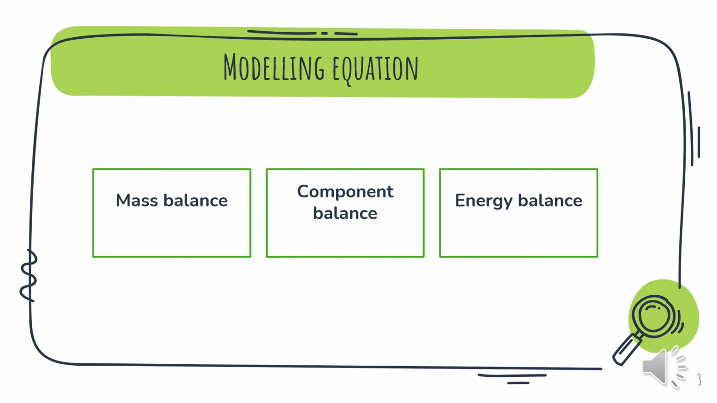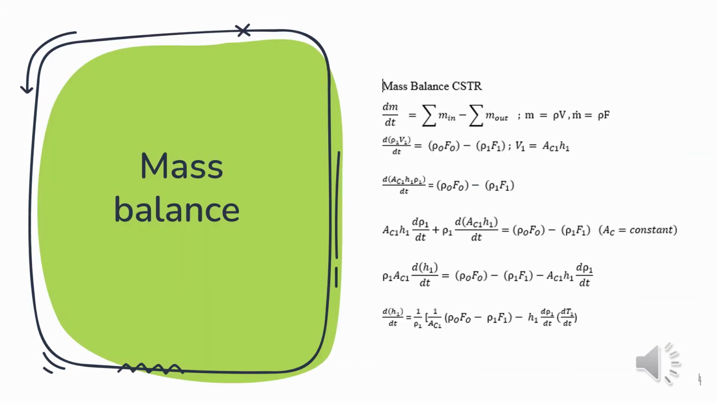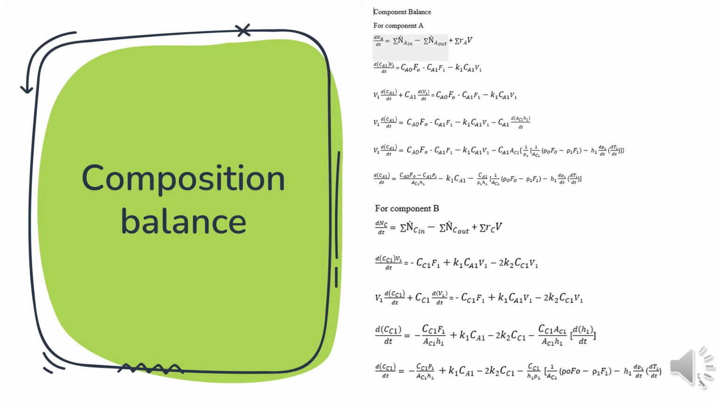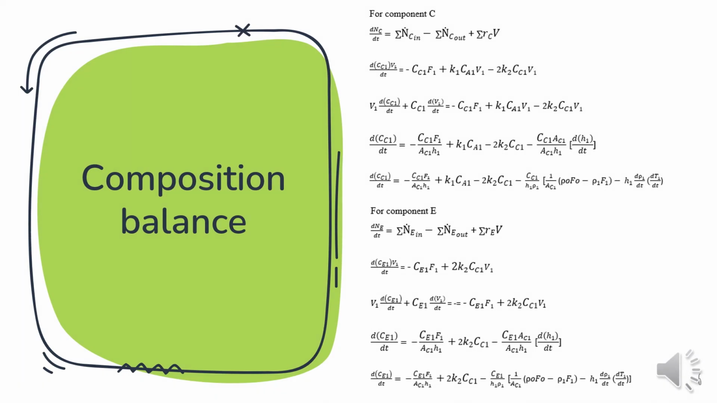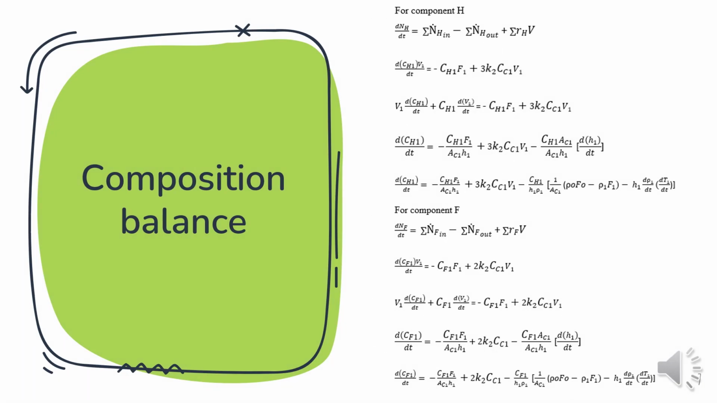In order to develop a modeling equation, there are 3 major parts that need to be included. The first part is the mass balance of the system. In this case, we've constructed the mass balance for CSTR. Next is the composition balance, in which every component should be taken into account. In this case, we've constructed the component balance for components A, B, C, and E, H, and lastly F.